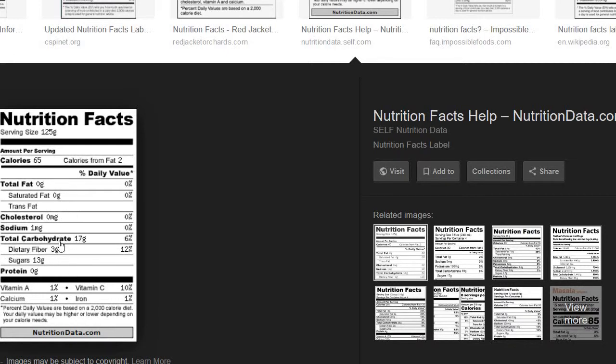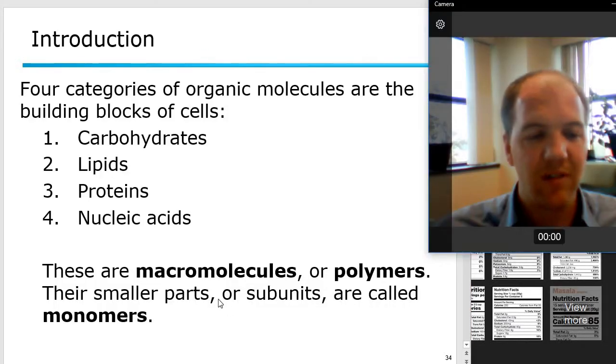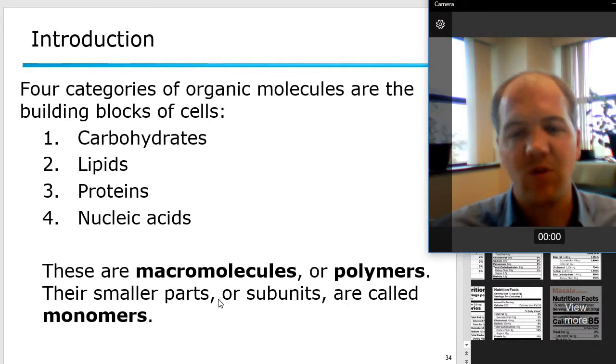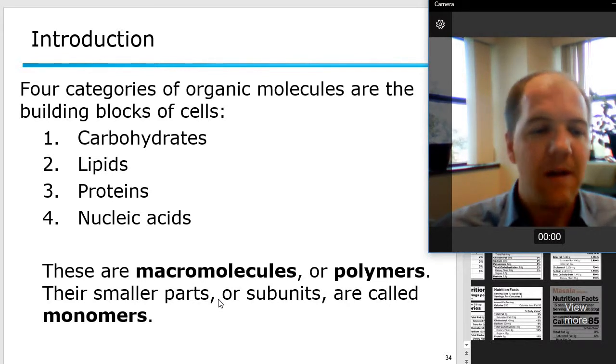You have lipids, you have carbohydrates, you have proteins. Now this thing, whatever this is, doesn't have any proteins and doesn't have any fats. It's just all carbs. So as you're learning these things, you can look at your nutrition facts and follow along there.